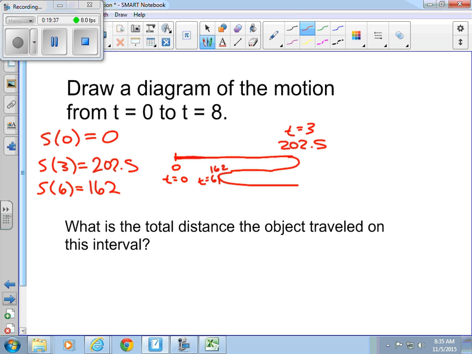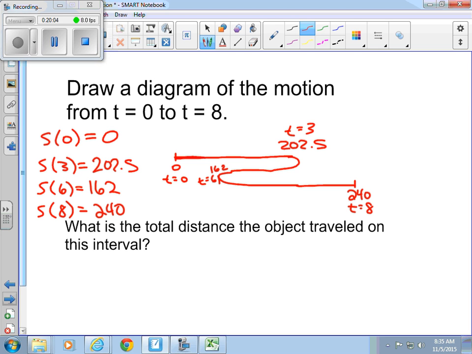The reason we're drawing these diagrams is to answer the next question, really. Okay, and then what's the last thing I need to know? Where I end. So at time 8, 240. So I go all the way to 240. Okay, so I've gone to the right, turned around back, gone back to the right again.